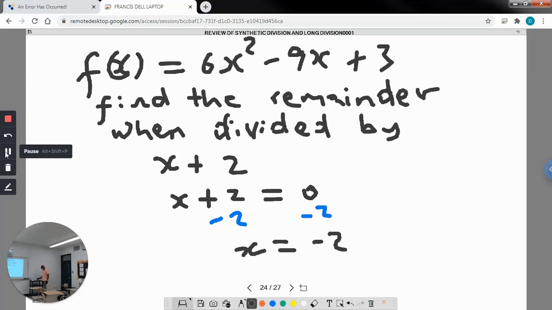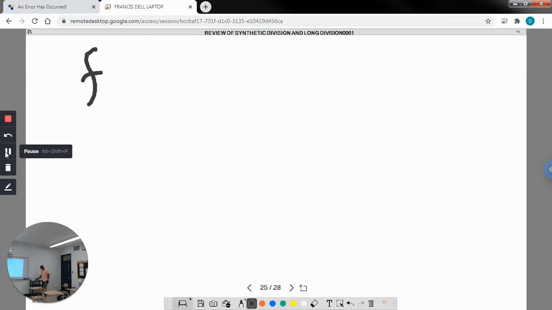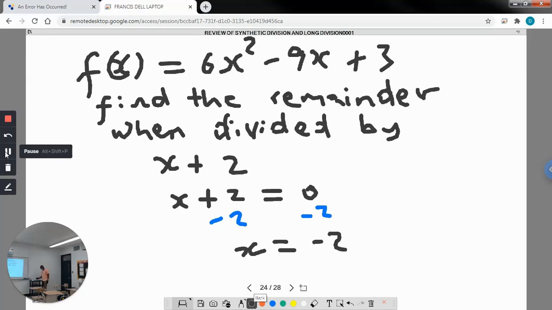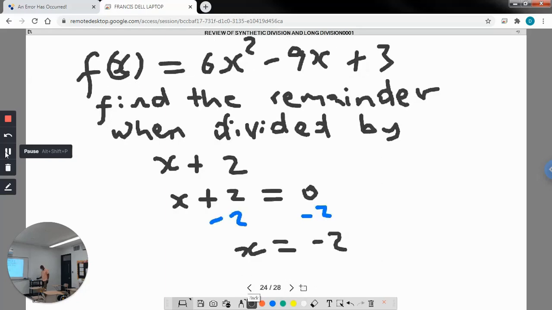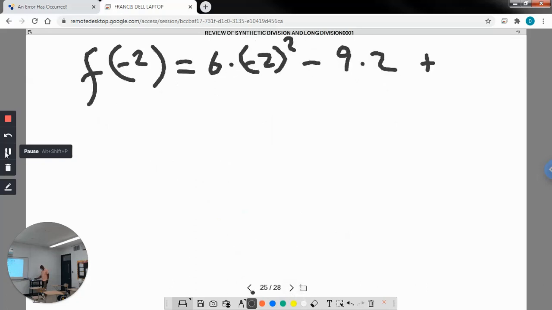So this is how we do it. We would have f of negative 2 is equal to 6 times negative 2 squared, minus 9 times negative 2, and then plus 3.